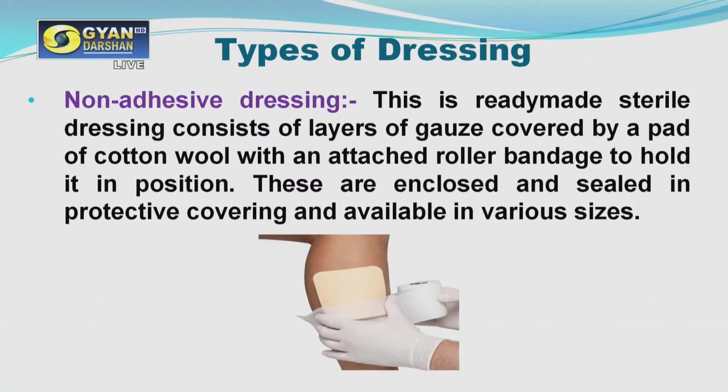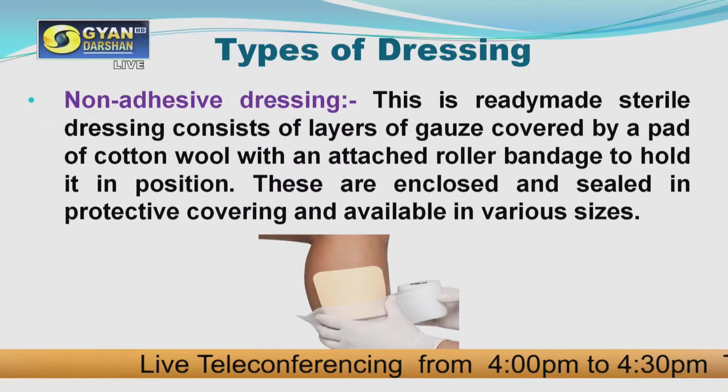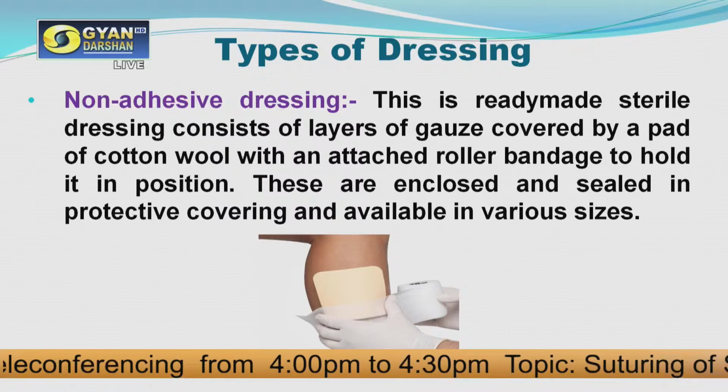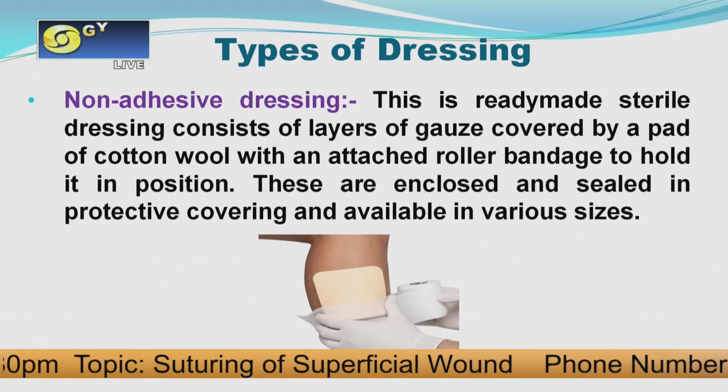Then the other is the non-adhesive dressing. As the name specifies, it is non-adhesive. This is a ready-made sterile dressing which consists of layers of gauze covered by a pad of cotton wool with an attached roller bandage. As you can see here, there is a sterile dressing as well as a roller bandage which holds it in position. These are enclosed and sealed in protective covering, and are available in various sizes. So these are non-adhesive dressings.